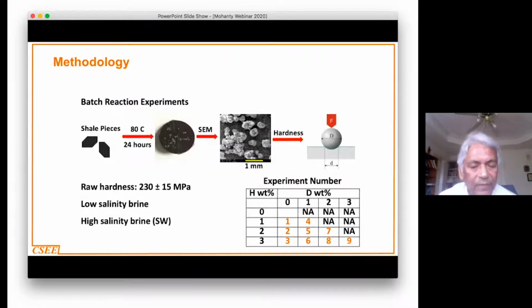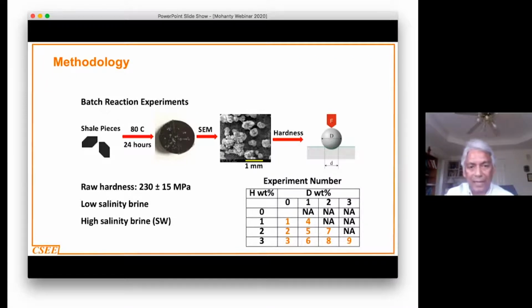So the kind of experiment we do is the following. We take shale pieces, we react them with our chemicals. We want to find the right combination of the chemicals. We actually use two chemicals, this H and D. So we did some experiments with different combinations of these, and these experiments are named here 1 through 9. So we did 9 experiments like that. We did them in low salinity brine. We also did it in seawater. And in some cases, you made proppants, which is shown over here, in 24 hours.